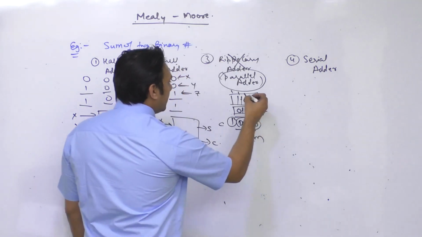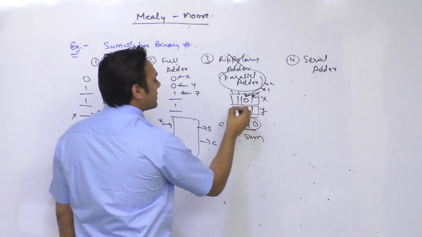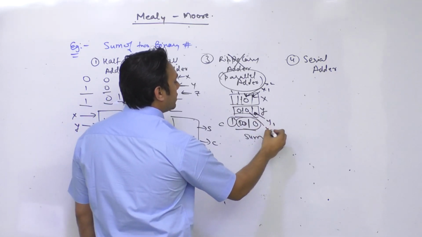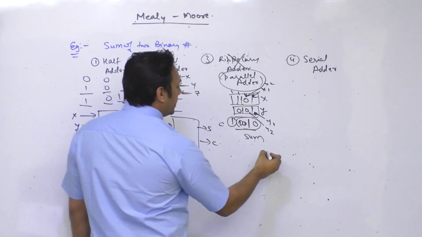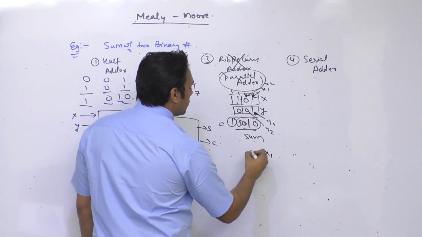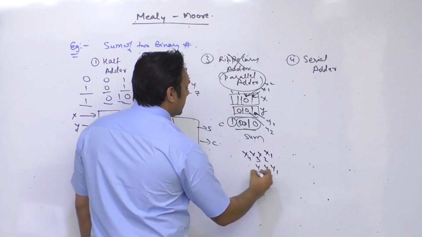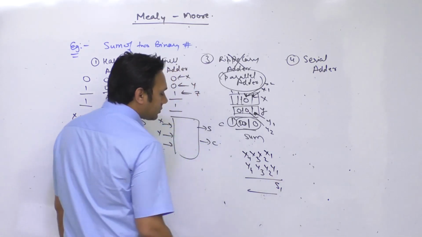What you can do is, if I say the first bit here is x1, the second bit is x2, the third bit is x3, the fourth bit is x4. Here the first bit is y1, second bit is y2, third bit is y3, fourth bit is y4, and so on. So then you can mathematically formulate this like this: x1, x2, x3, x4, y1, y2, y3, y4, and it is going to produce a sum which is s1.